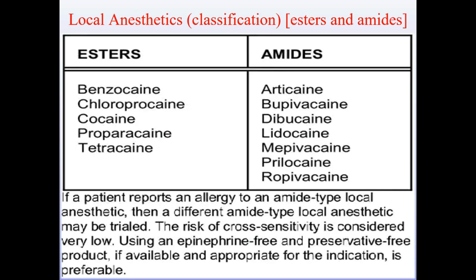On this slide, you can see the examples of esters and amides. From esters, you can see benzocaine, chloroprocaine, cocaine, proparacaine, and tetracaine. From amides, you can see articaine, bupivacaine, dibucaine, lidocaine, mepivacaine, prilocaine, and ropivacaine.